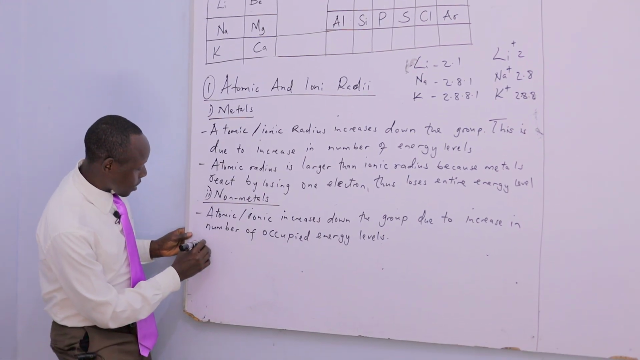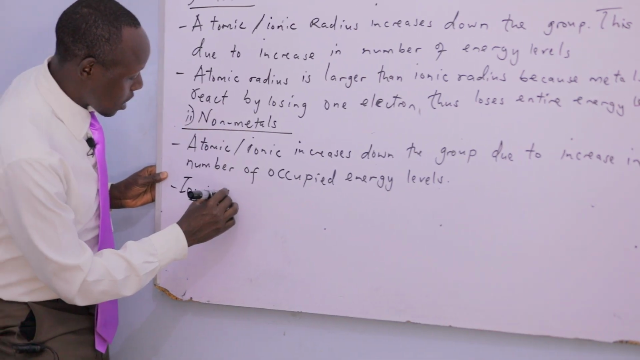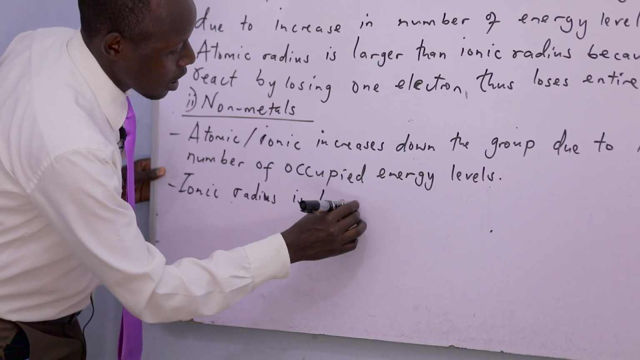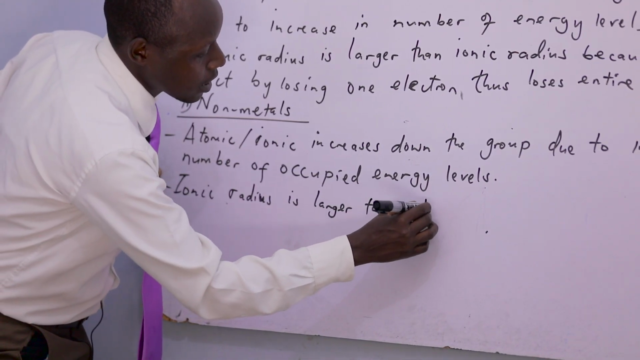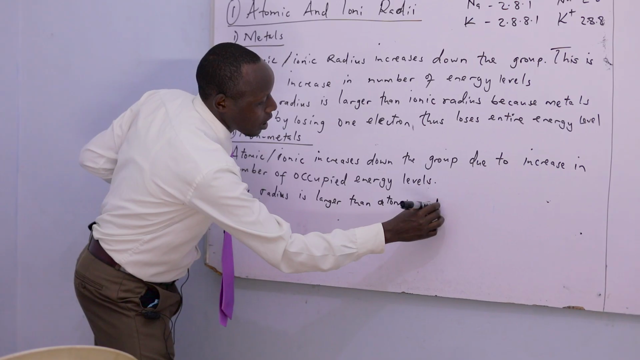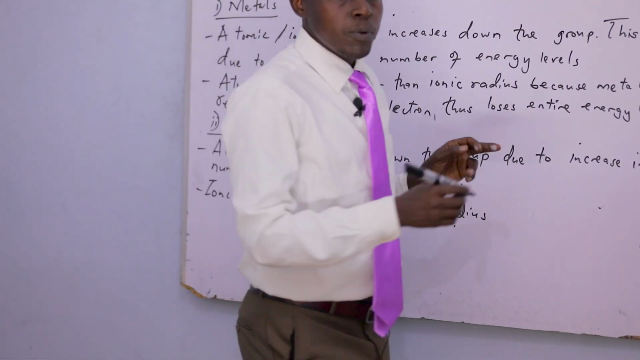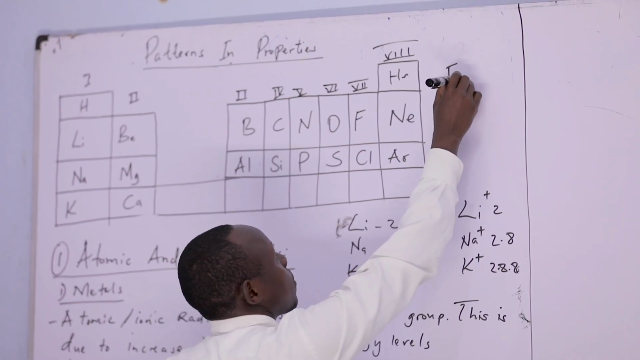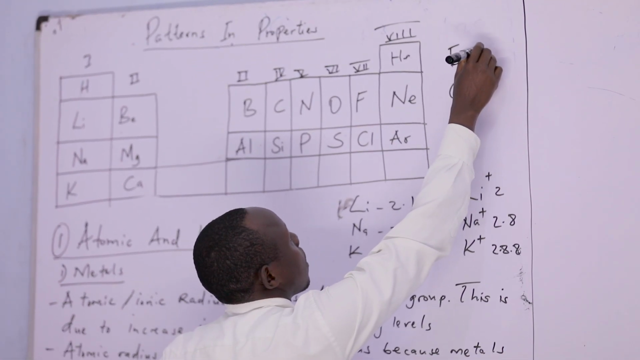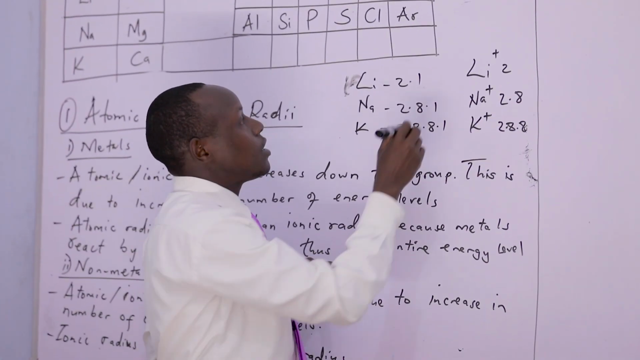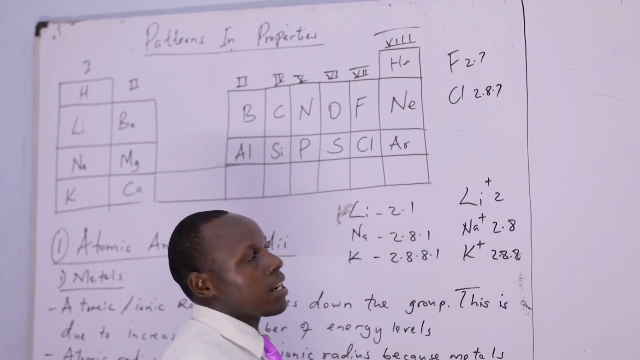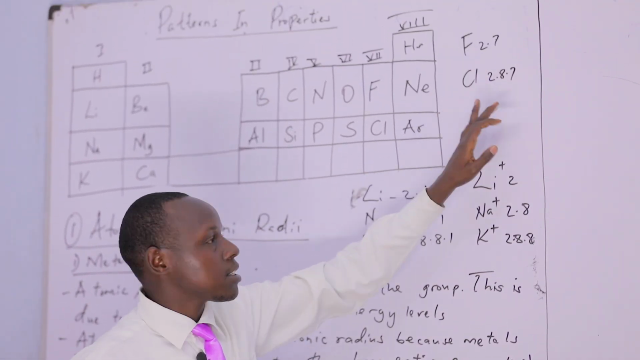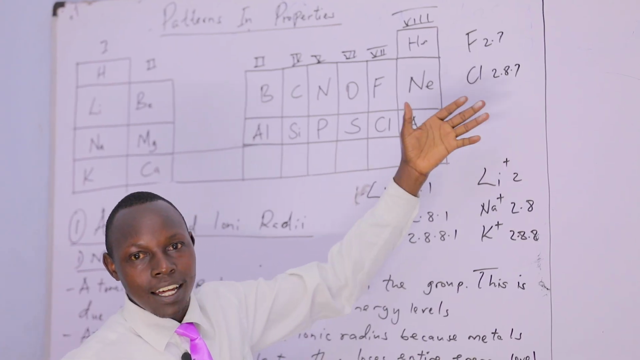Now, the second point about atomic and ionic radius in non-metals is that ionic radius is larger than atomic radius. For example, fluorine. So fluorine atom is 2, 7. Chlorine atom is 2, 8, 7. As we can see, this has 2 occupied energy levels. This has 3 occupied energy levels.